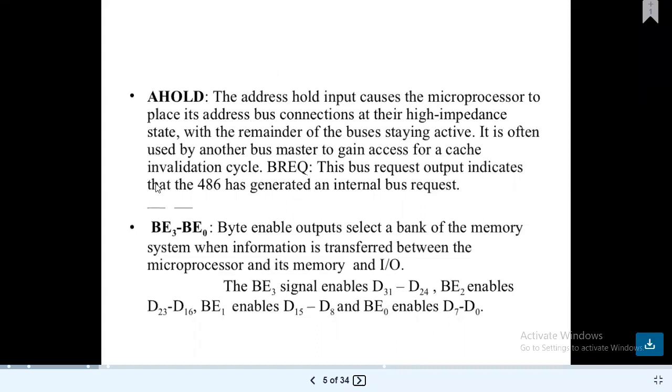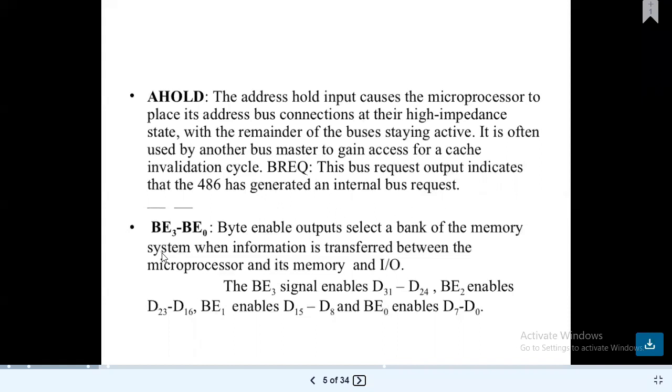Okay. So hold acknowledgement, what it will do: whenever the request is sent, it gets responses from the host. And it is often used in another bus master to gain access for cache invalidation cycles. So the bus request, BREQ, in this, is a bus request output that indicates that the 486 has generated an internal bus request.